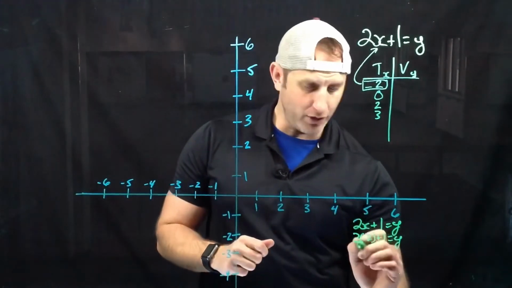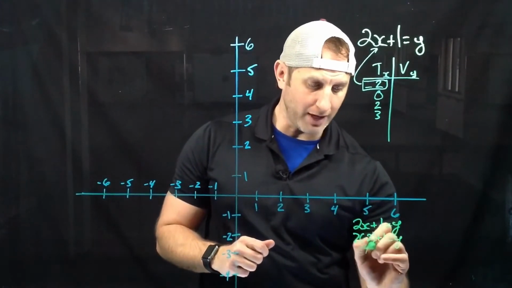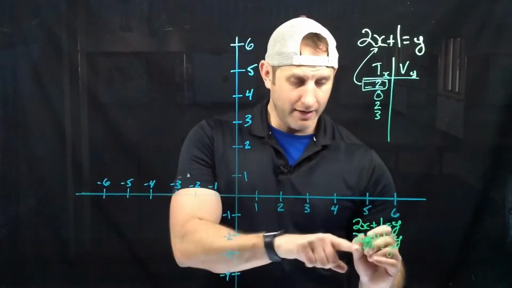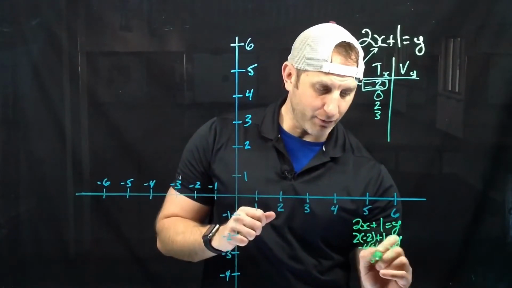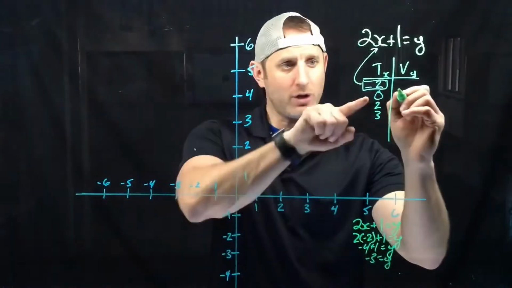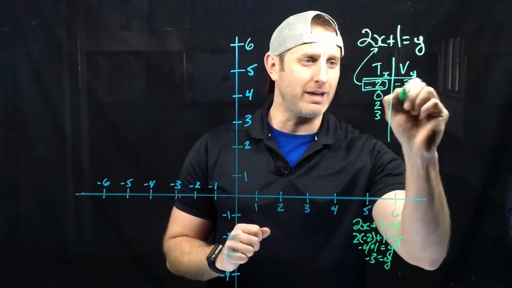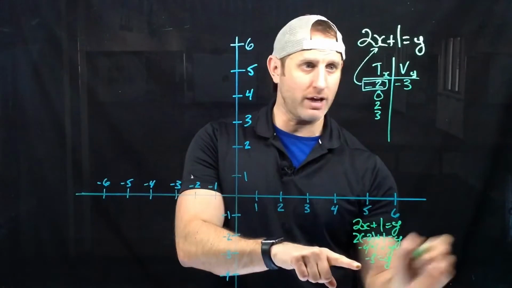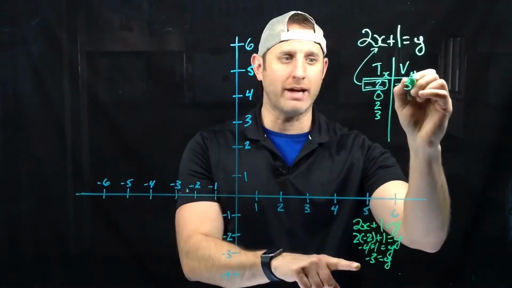2 times -2 is -4, plus 1 equals y. -4 plus 1 is -3, equals y. So I know the value of -2 is going to be -3. This -3 is the value. It's going to be my y coordinate.